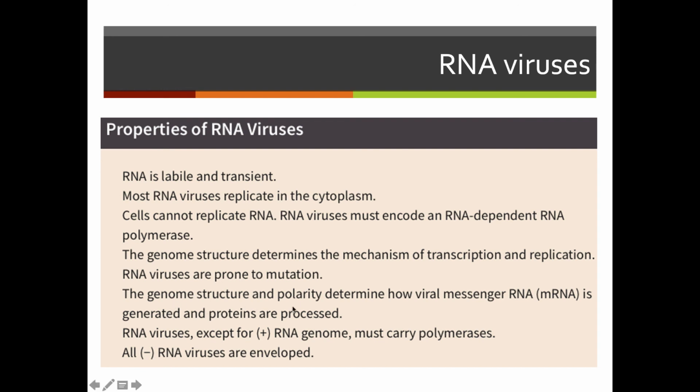Again, the genome structure and polarity determine how RNA is generated and proteins are expressed. RNA viruses, except for a plus-sense RNA genome, have to carry polymerases because, again, they can't copy their own RNA. And all negative sense strand RNA viruses that have been discovered are enveloped. So I say that have been discovered. Who knows? Someday maybe they'll find a negative sense strand RNA virus that is not, but at this point they all are.